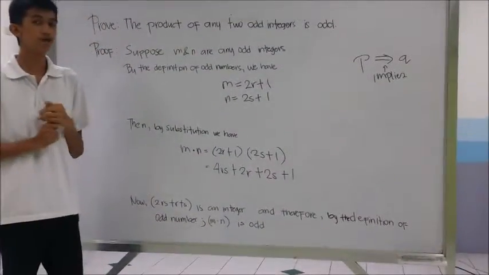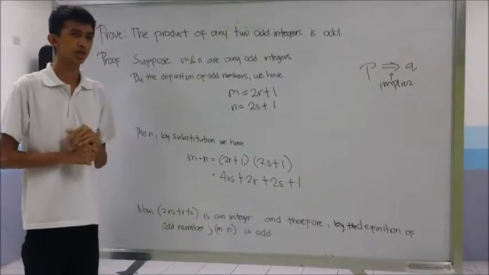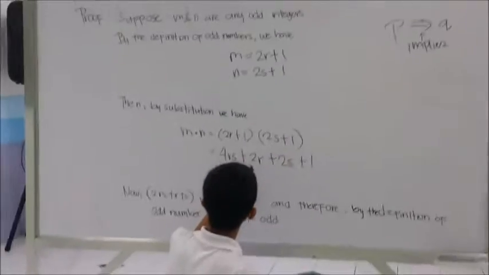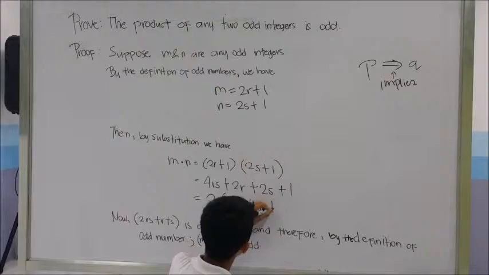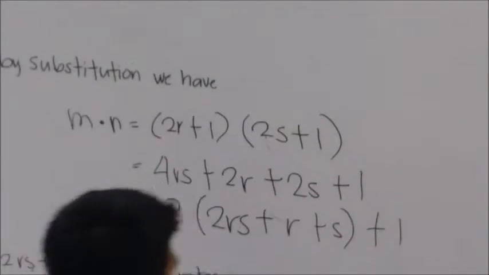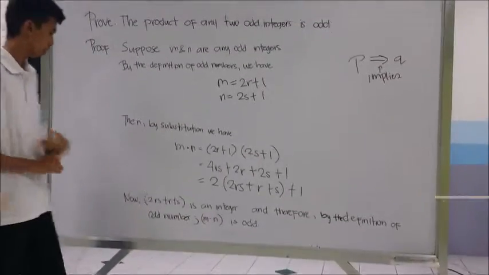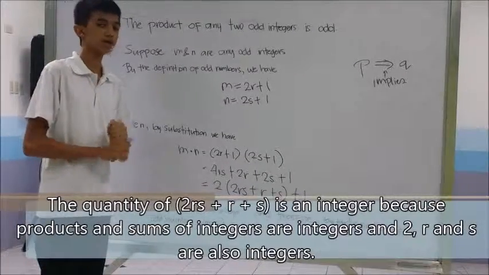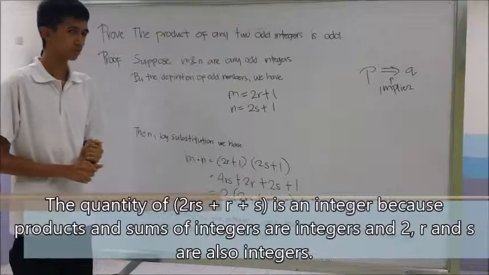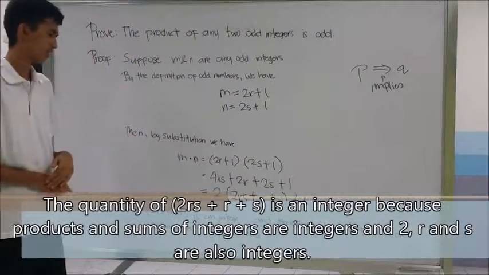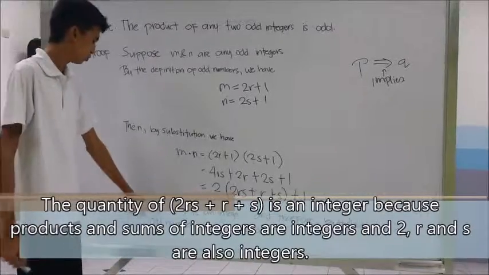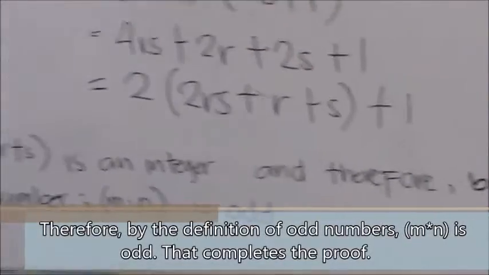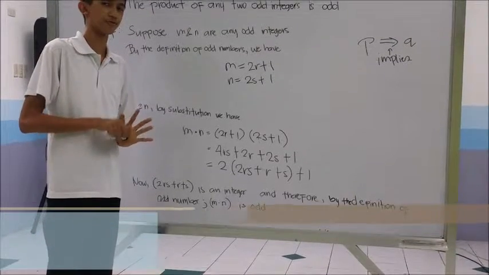And to get the final answer, we will use the distributive law. 2 times the quantity of 2rs plus r plus s, then plus 1. So that's the final answer. Now, the quantity 2rs plus r plus s is an integer because the sums and products of integers are integers, and 2, r and s are also integers. Therefore, by the definition of odd numbers, m times n is odd, and that's the proof.